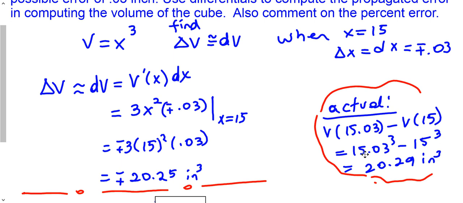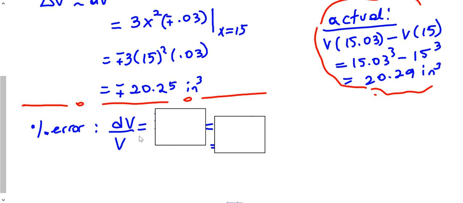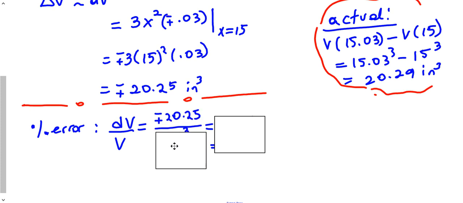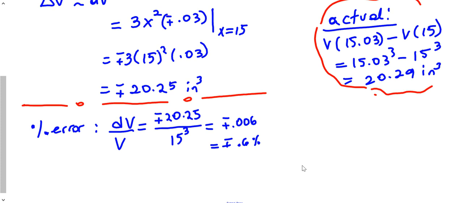And this calculation is not that helpful when you're determining the percentage error in the formula, like when you want to leave it in the variable notation. So the differential notation would be better then. Let's figure out the percent error. That would be dV over V. dV we got above. V at 15 is 15 to the third power. And the simplified answer is roughly plus or minus 0.6%.